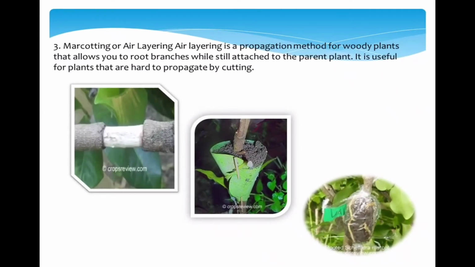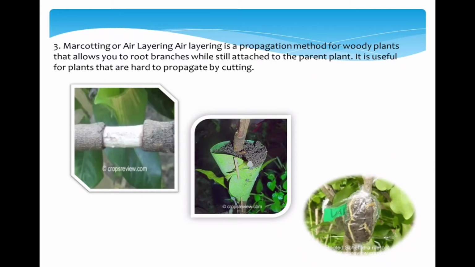Next is marcotting. When we talk about marcotting or air layering, it is a propagation method for woody plants that allows you to root branches while still attached to the parent plant. So it is useful for plants that are hard to propagate by cutting.